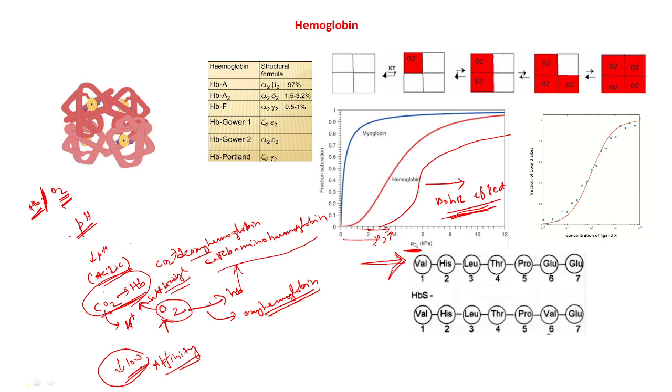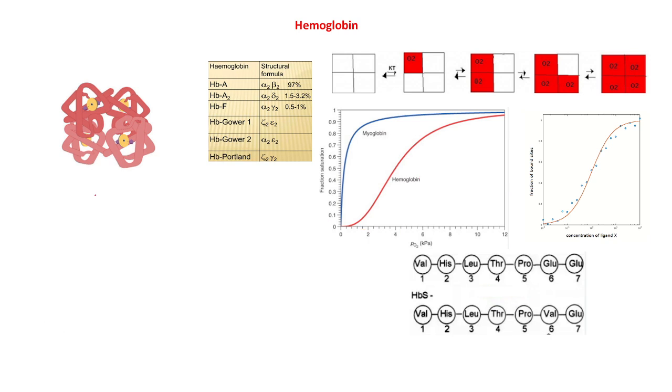So this is one factor that determines the tightness of the oxygen. That means the lower the pH, the less binding of oxygen to the hemoglobin, and that shifts the graph to the right side. So next one is the BPG. BPG means 2,3-bisphosphoglycerate. So this is called the BPG.